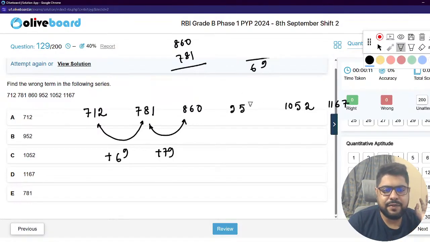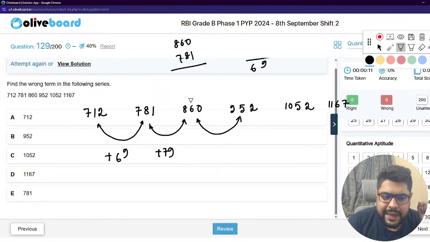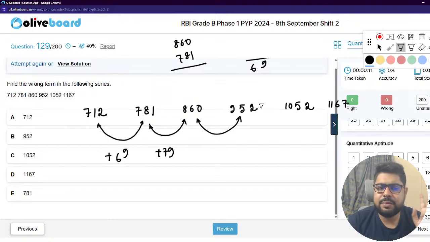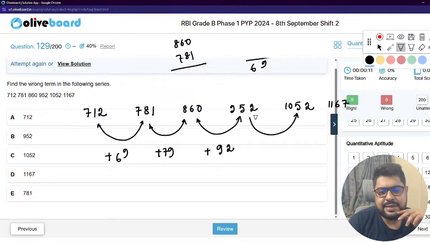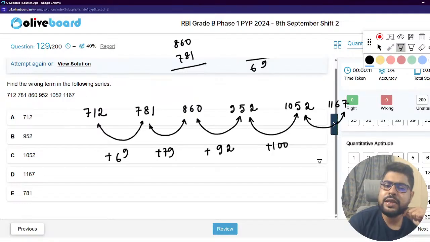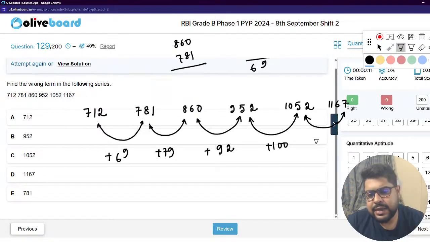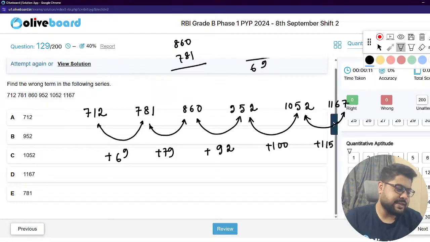Achha, 952 was there. So if I now say, how much will that be? 860 to 960 is 100 minus 8, sir. That is 92 I can see. Pattern chala gaya, sir. This is 100. And this, how much, sir? 1052, it is 100 and 15. 115, sir. Now, any pattern whatsoever you can see?